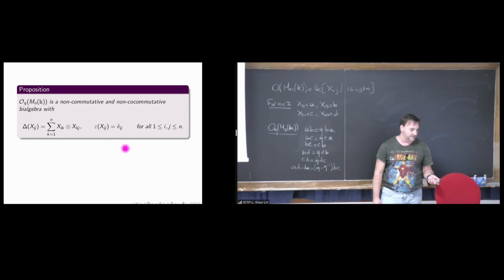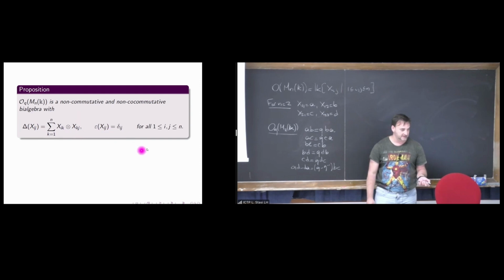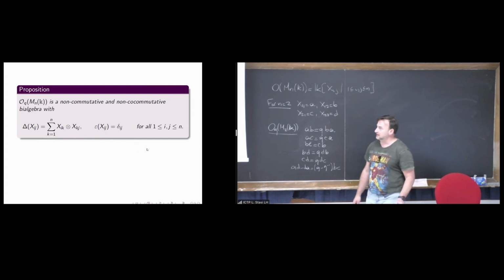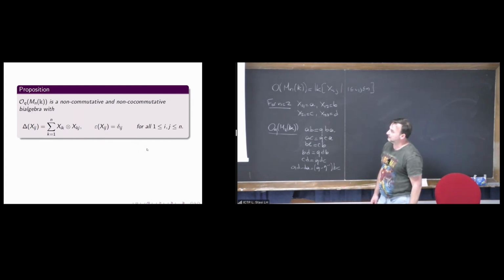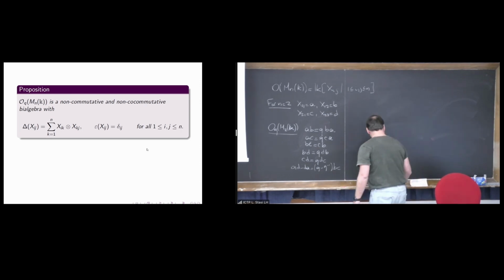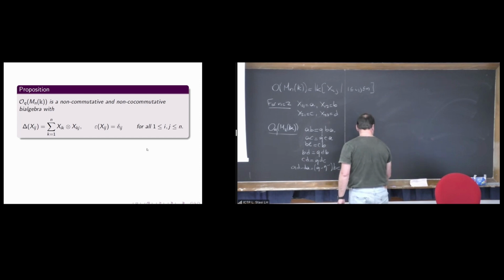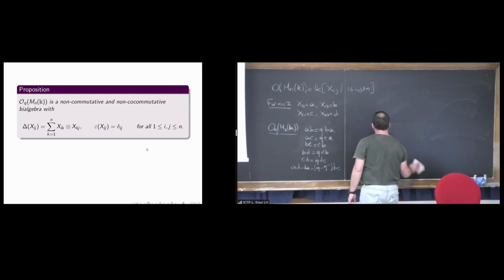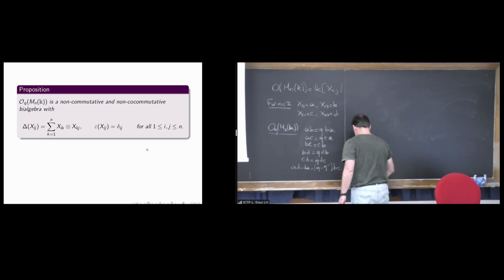It is a proposition. One has to prove that this is okay. And how do we prove that it is okay? The thing is, we define a linear map. So actually, we are defining an algebra map on the generators.